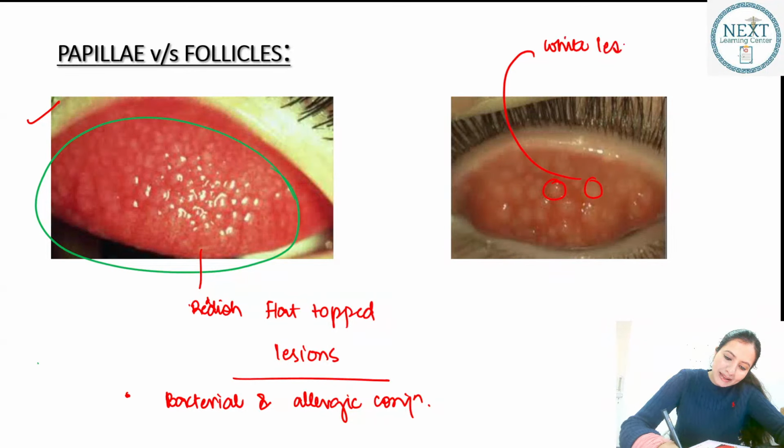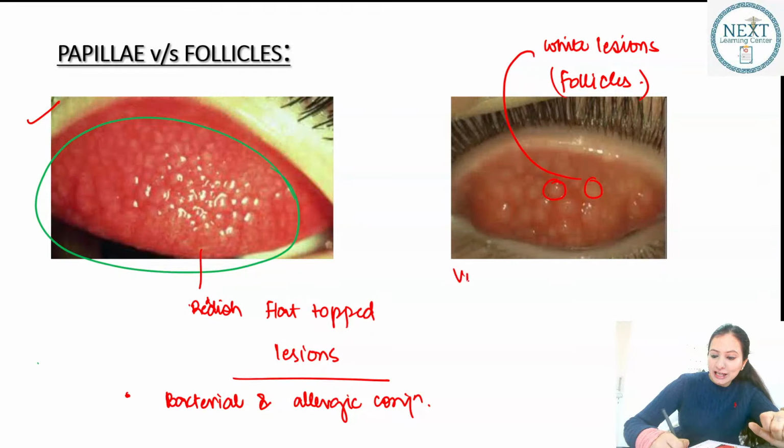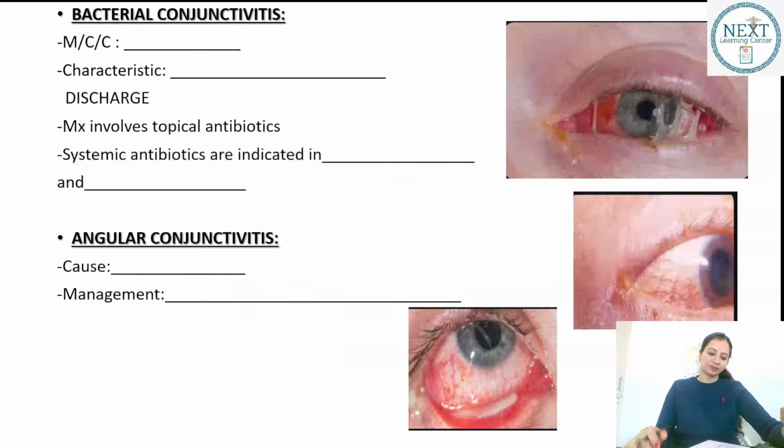If you look here, these are white lesions. So these white lesions are what you call as follicles. These are characteristically seen in viral infections and in trachoma. So this is how both of these look.